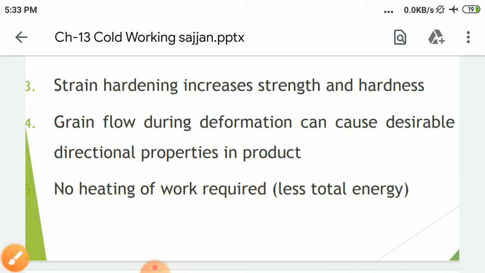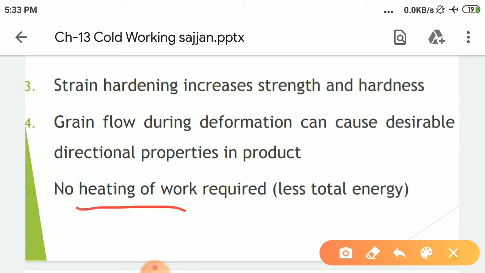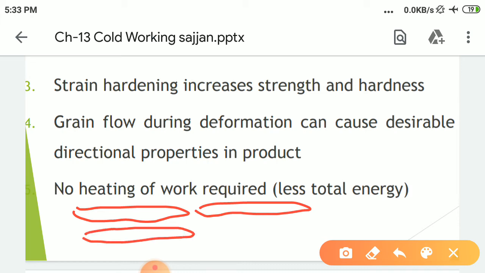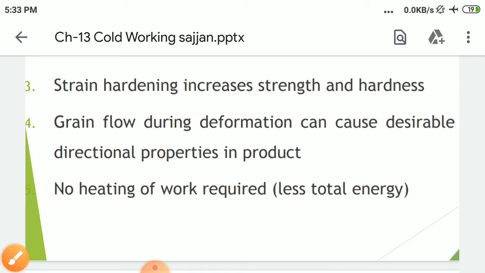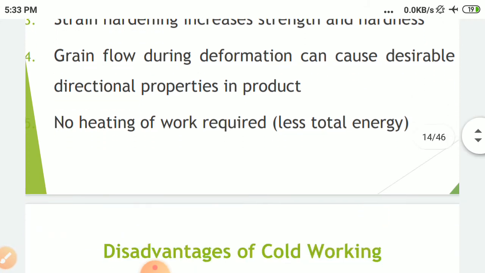Grain flow during deformation can cause desirable directional properties. That's again a very important point, because as I have mentioned, after cold working grains will be like this. So you can get the directional properties, like such kind of material will have very good tensile strength. So directional properties can be achieved. No heating of the work is required, so less total energy.